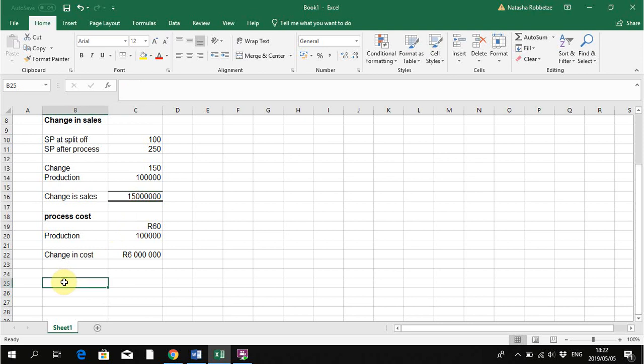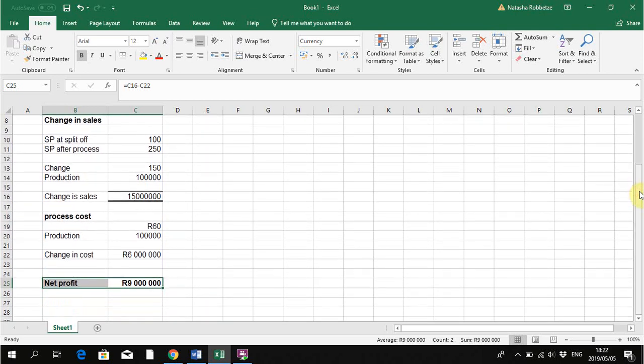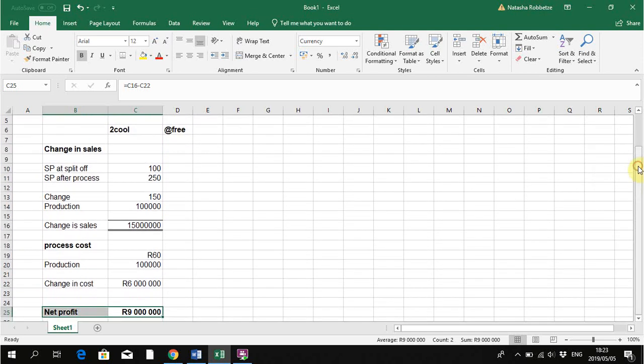So I will make a net profit of the 15 million minus the 6 million, which is 9 million Rand. So this is a good thing, and I'm going to say yes. I'm going to process this product, Too Cool, further for the reason that I'm making a profit. My sales increase by far more than the change in the process cost. Therefore, I want to further process this product.